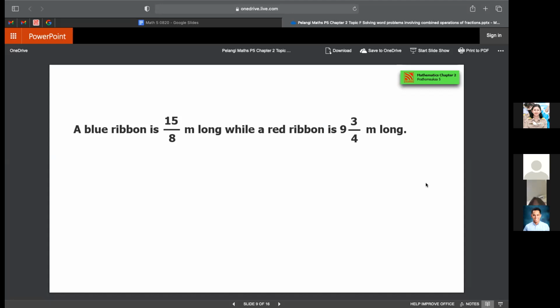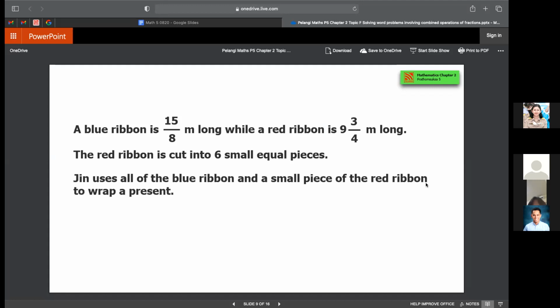A blue ribbon is 15.8 meters long. M means meter. A blue ribbon is 15.8 meters long, while a red ribbon is 9 3/4 meters long. The red ribbon is cut into 6 small equal pieces. Jean uses all the blue ribbon and a small piece of the red ribbon to wrap a present. Present means gift.